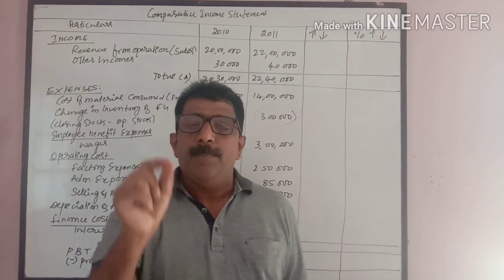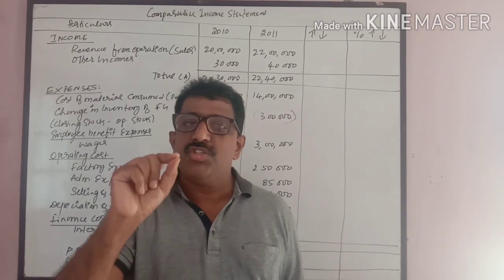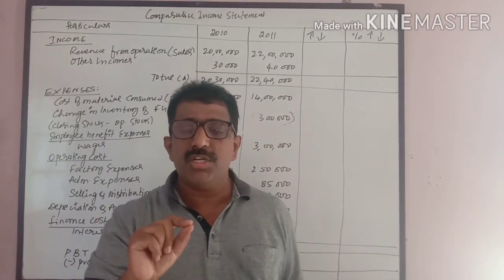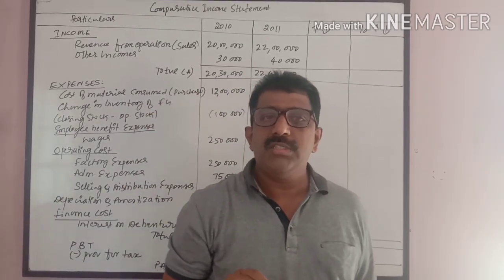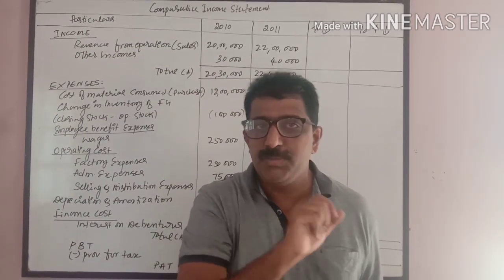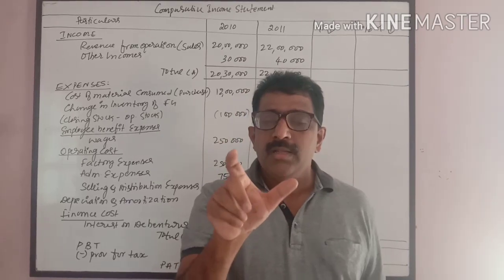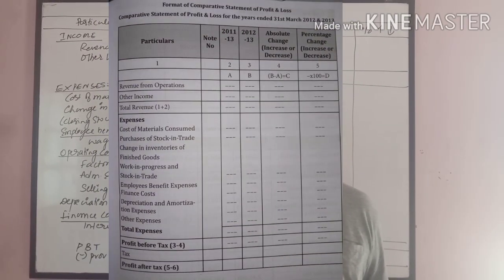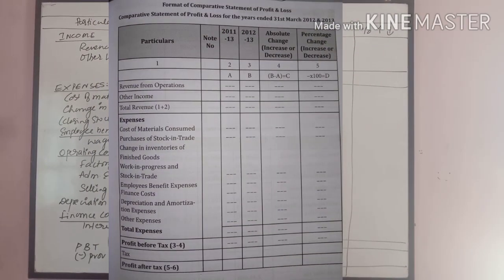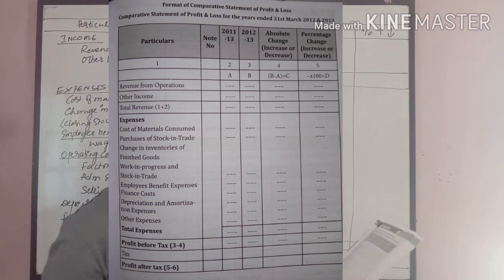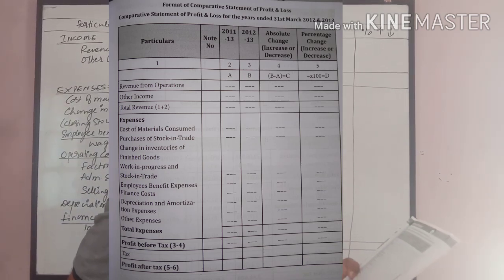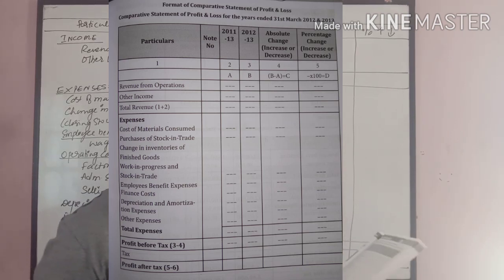See here, for preparation of comparative income statement or common size income statement, whatever it is, in the Companies Act of 2013, a separate format is being given. We have to prepare the comparative income statement or common size income statement according to the provisions of Companies Act of 2013. So just go through this format. First, we have to take the income part, revenue from operation. It is nothing but sales.